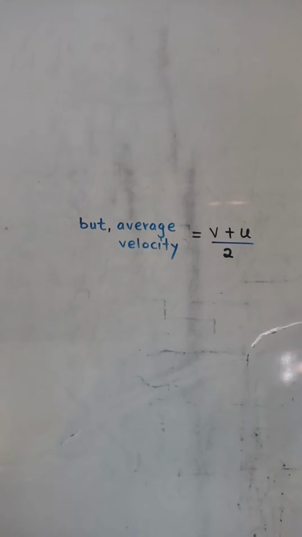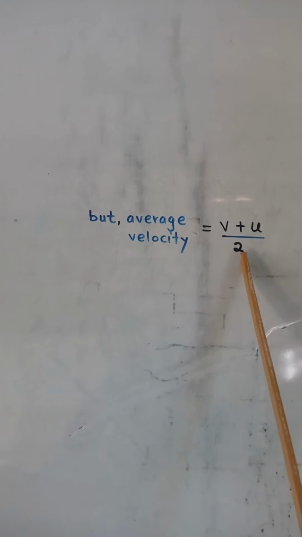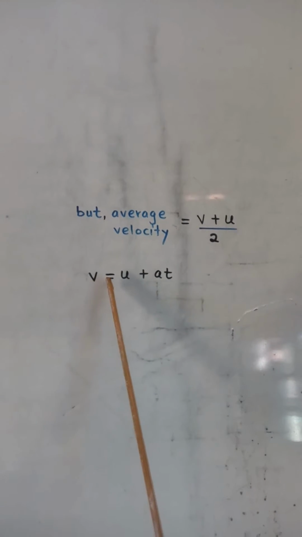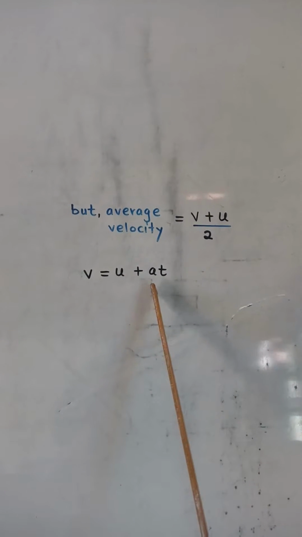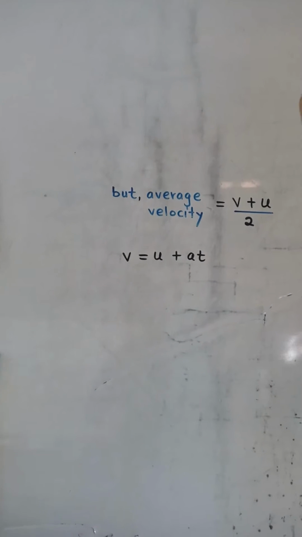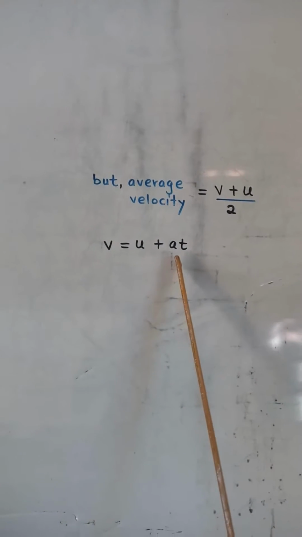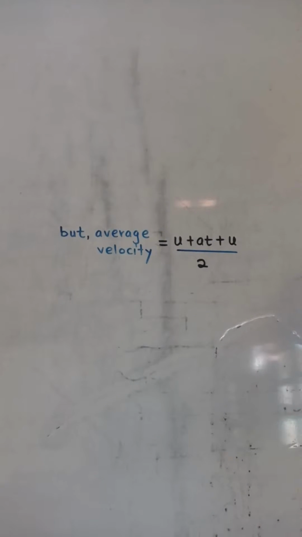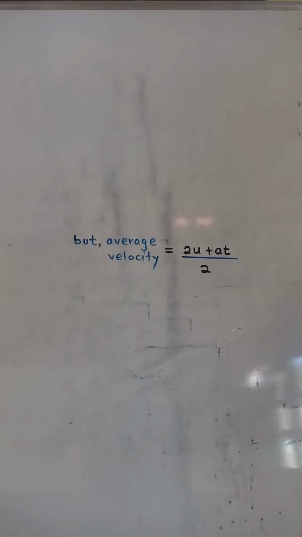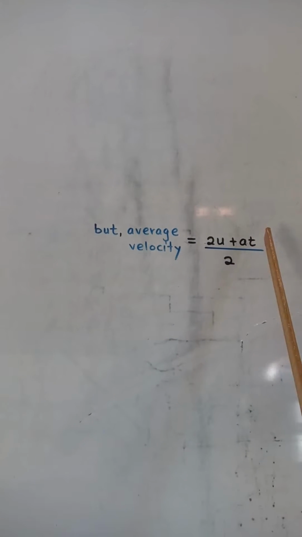But average velocity is equal to final velocity plus initial velocity over 2. And final velocity is equal to initial velocity plus acceleration times time, which is first equation of motion. By substituting final velocity by initial velocity plus acceleration times time, initial velocity plus initial velocity is equal to 2 initial velocity plus acceleration times time over 2.